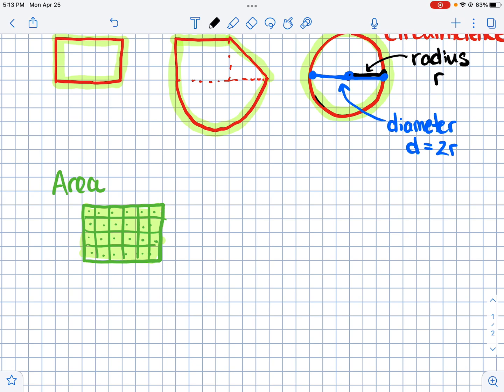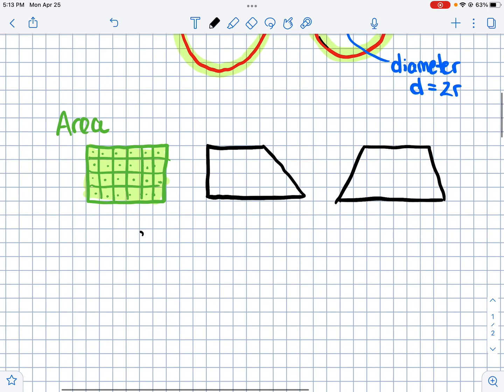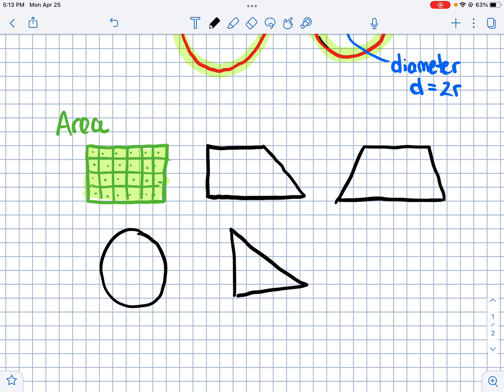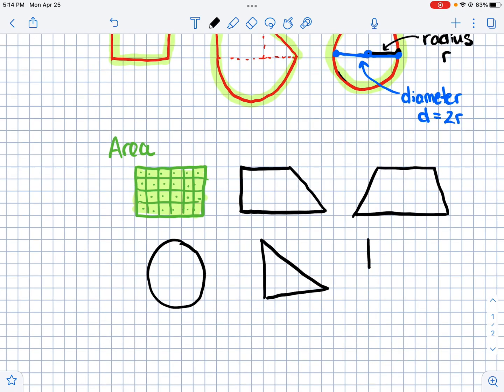And we can calculate the area of any shape. So we got rectangles. We're going to talk about trapezoids, which may look like this, or maybe they look like this. So you can find the area of those. We can find the area of circles. We can find the area of triangles. What else am I forgetting? Squares. Okay, that's all I got.